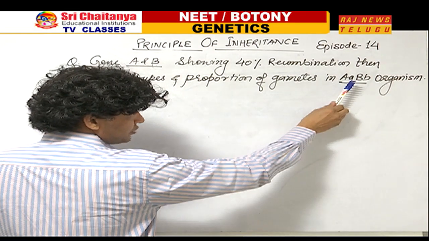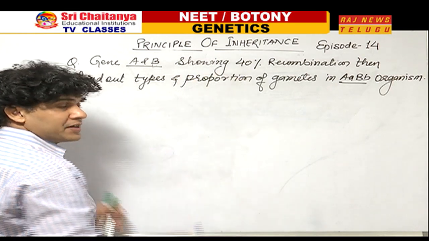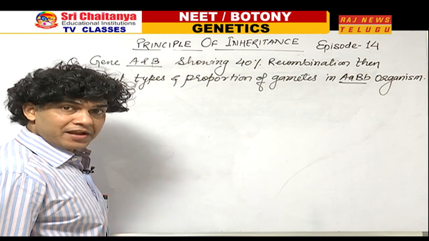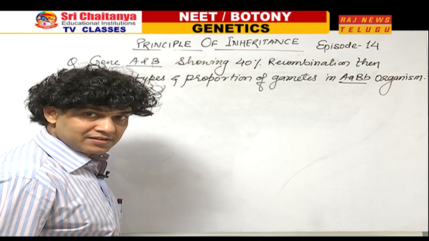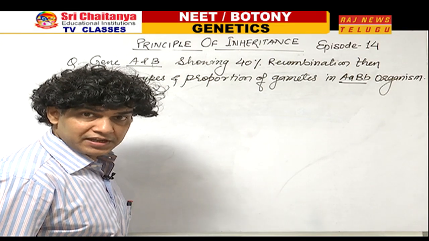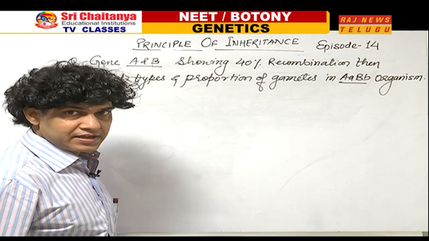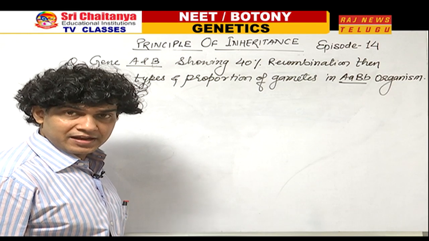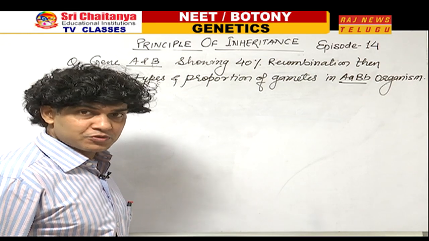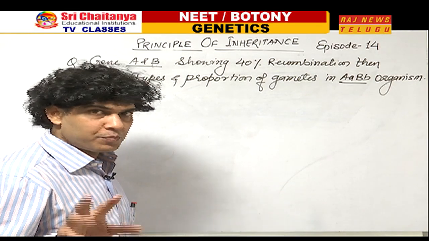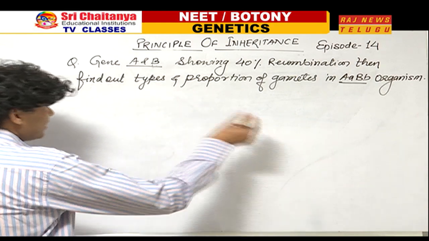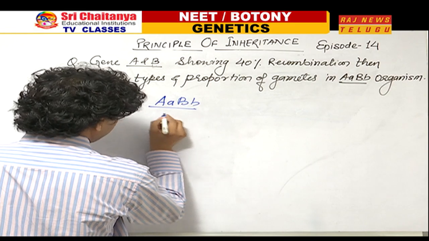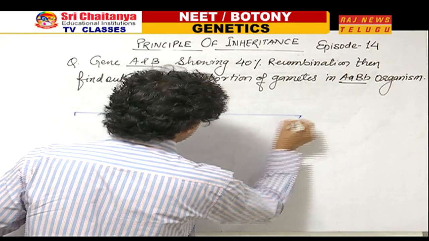This is the organism and it is showing 40% recombination. It means 40% recombinants are arising. It means parental combinations are arising 60%. It means this is the case of incomplete linkage. In case of incomplete linkage, I already told you that 2 to the power n types of gametes will arise. Proportion would not be 1 is to 1 is to 1 is to 1. So here the capital A small a, capital B small b organism will produce 4 types of gametes.